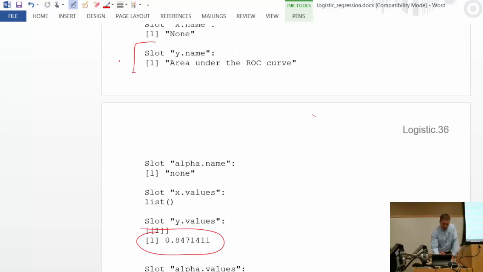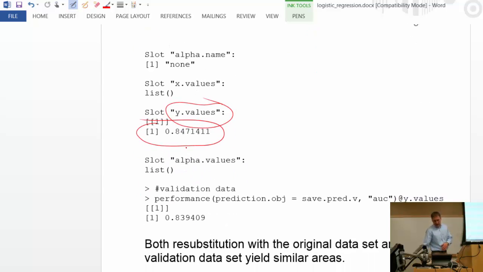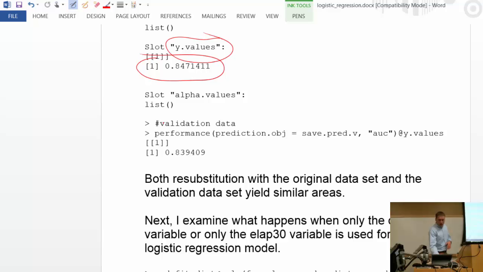Now, how did I know that that was where the area underneath the curve was? Well, there happens to be a slot called y.name, and it's called area underneath the curve. So that's why I knew for y values, that's what that represented. It could be labeled better, but that's just the way that this function works. For the validation data set, we get an area underneath the curve that's just a little bit lower, about 0.839.